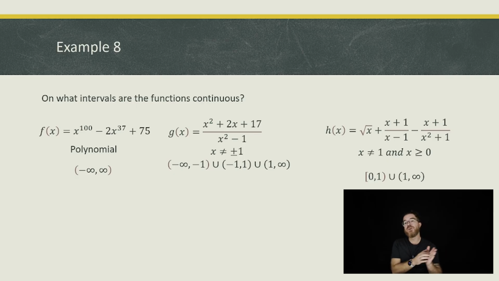This means that this function will be continuous from negative infinity up to -1, not inclusive, union -1 to 1, not inclusive, union 1 to infinity. So basically it is continuous anywhere on the number line except at -1 and +1.